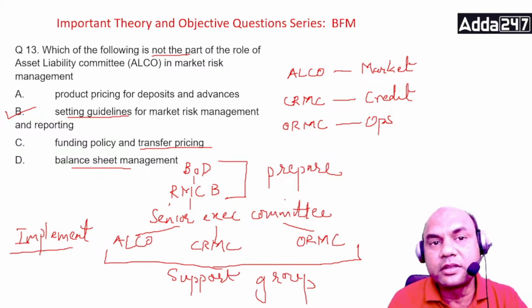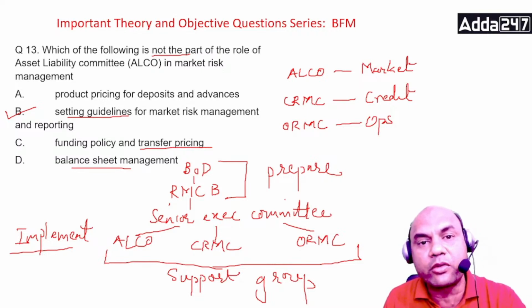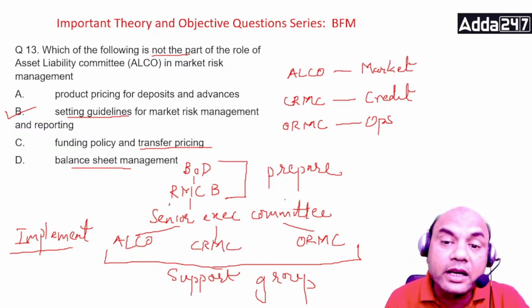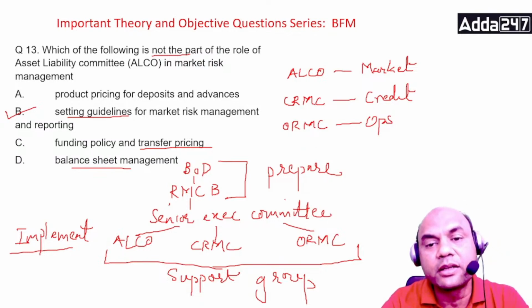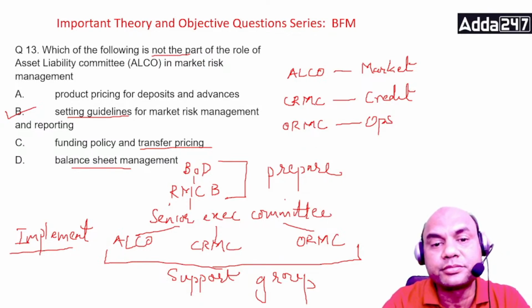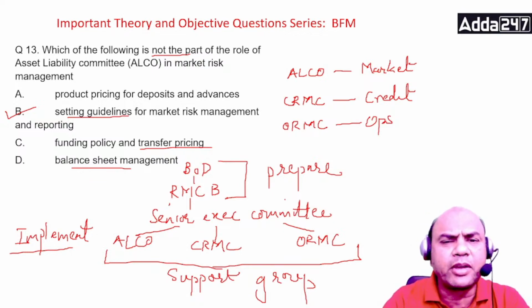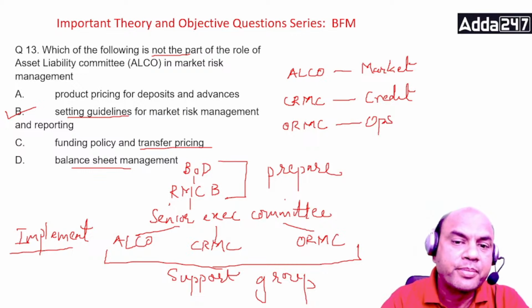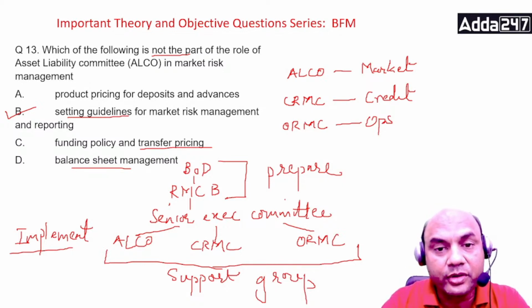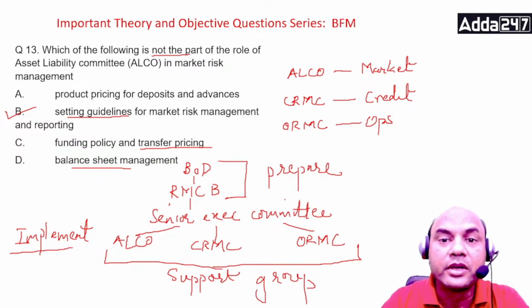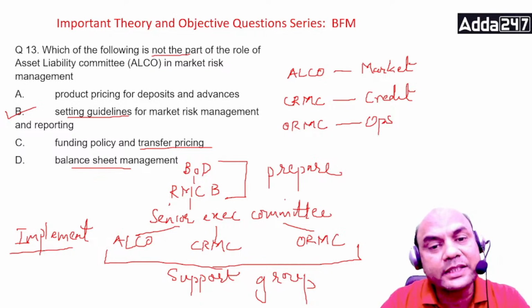What is transfer pricing? Transfer pricing means the rate at which a loan is transferred within the departments. Tricky. Within the departments means what? Suppose I am a retail department, having all the retail housing loans. Now I want to sell these loans to my treasury department. So at what rate should I sell? That is decided by the transfer pricing, and that is decided by the ALCO.